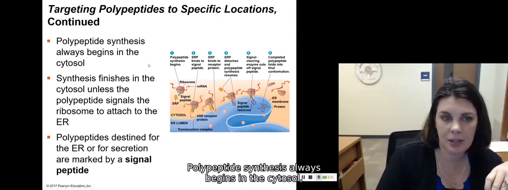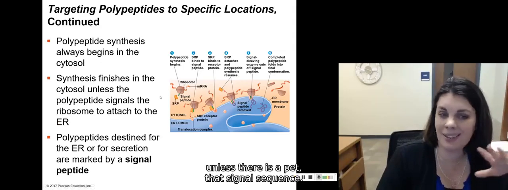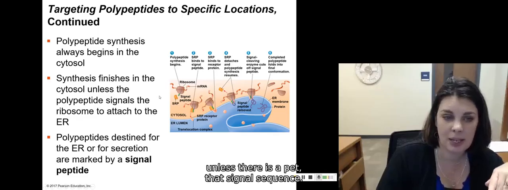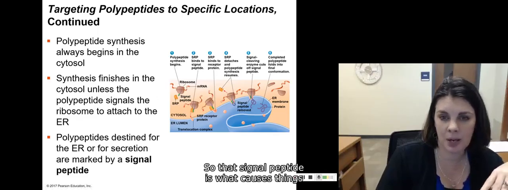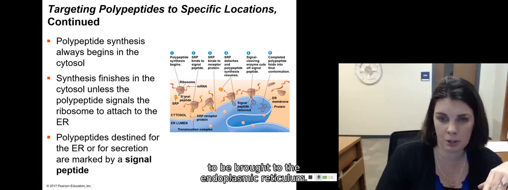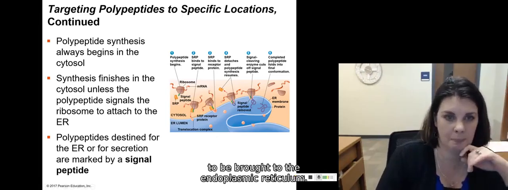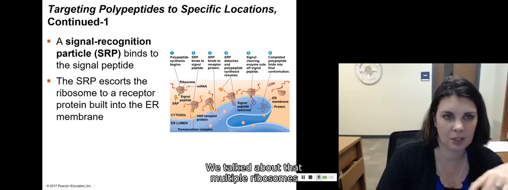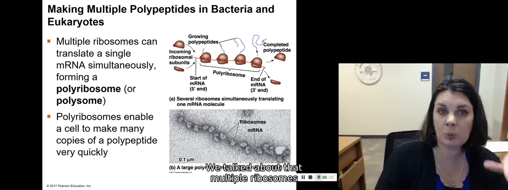Polypeptide synthesis always begins in the cytosol, and it finishes in the cytosol unless there is that signal sequence. So that signal peptide is what causes things to be brought to the endoplasmic reticulum. Okay, we talked about that.